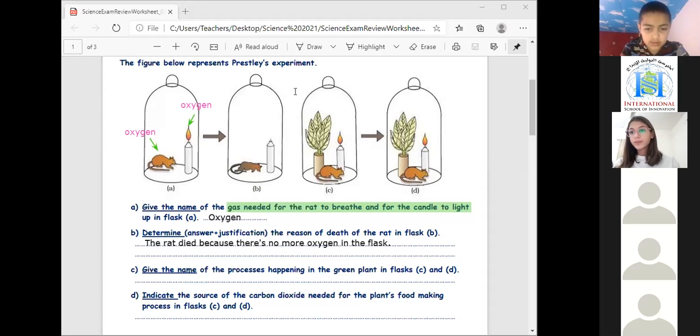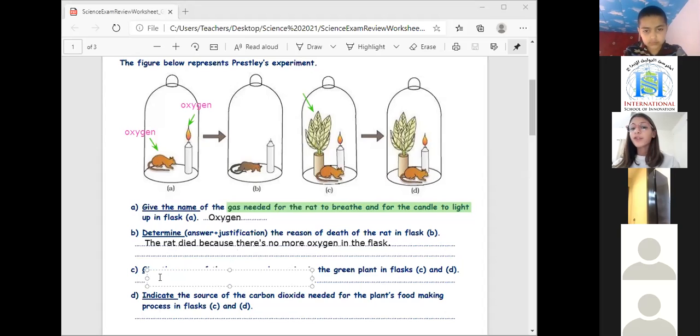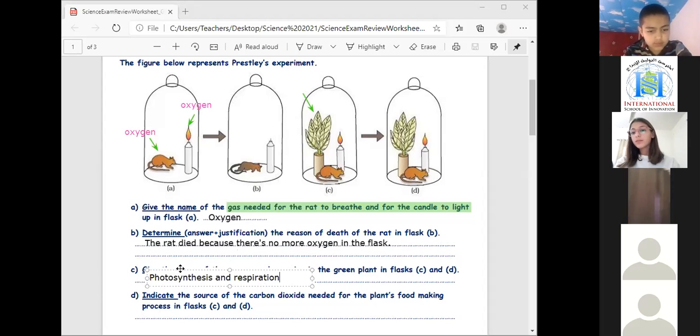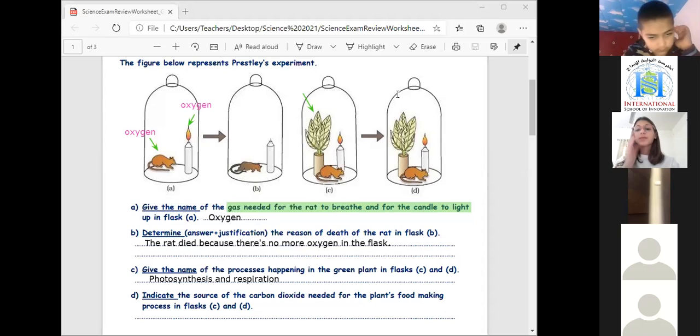In another experiment, we added a plant to the flasks. We put a plant in the flask. What are the 2 processes that happen in a green plant? Photosynthesis and respiration. Excellent. Green plants go through photosynthesis to produce their food, which is a kind of sugar. They are also living things, so they breathe.